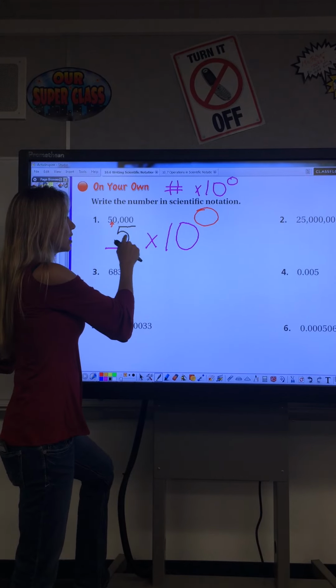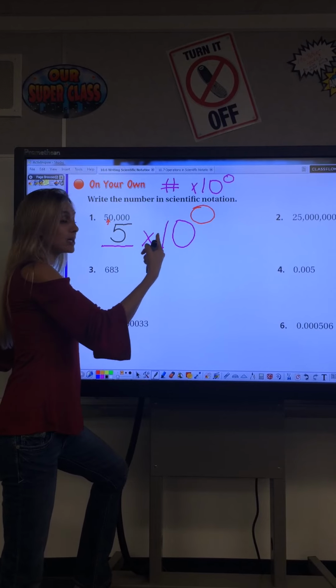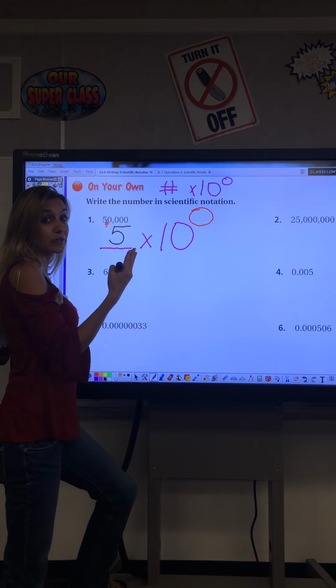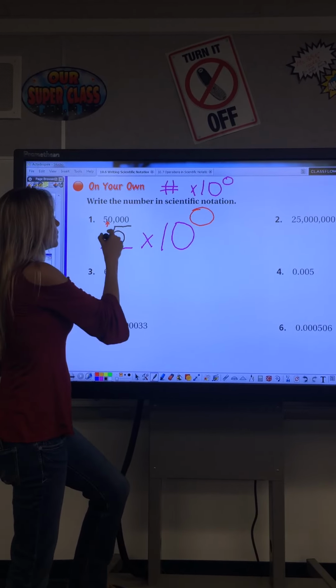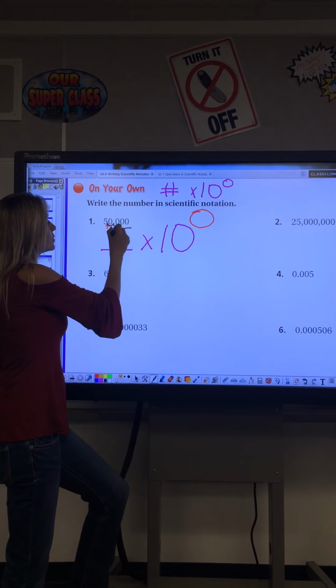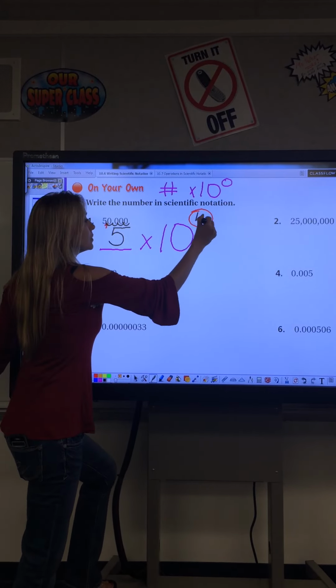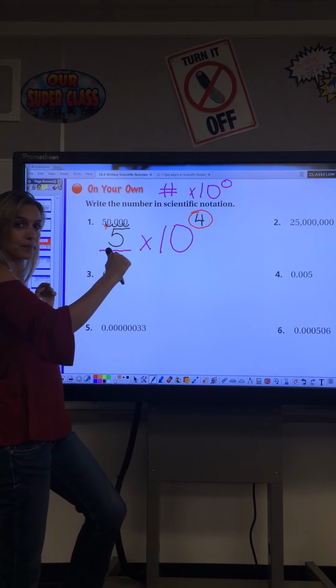So I have now 5 times 10 to a certain power. The exponent has to be positive, but what kind of exponent? Well, let's see, how many places did we move that decimal point? 1, 2, 3, 4. So this is gonna be to the 4th power.